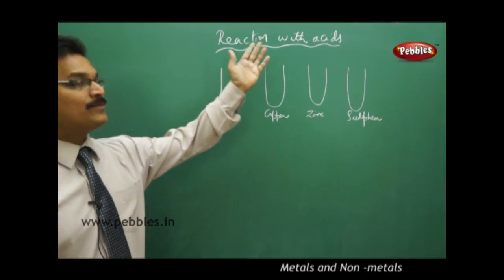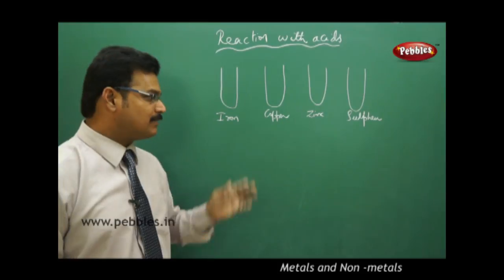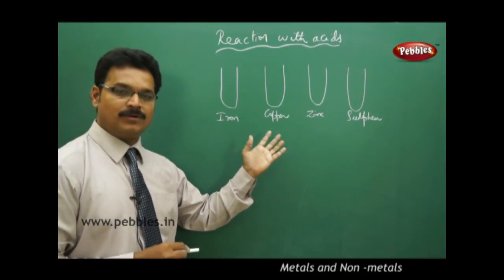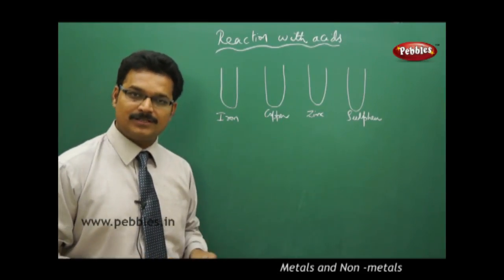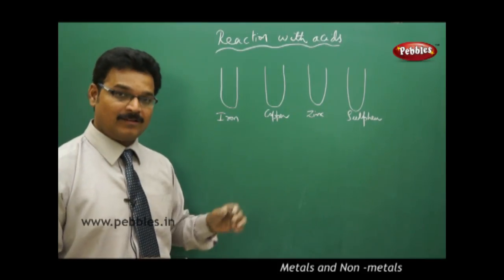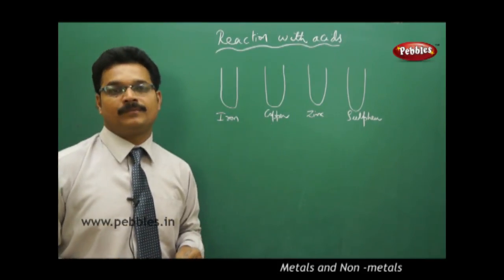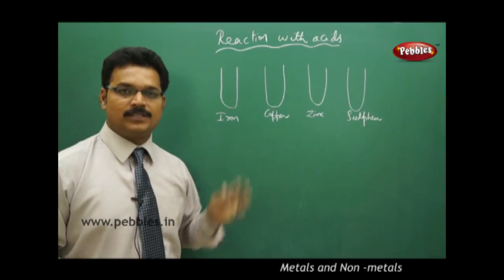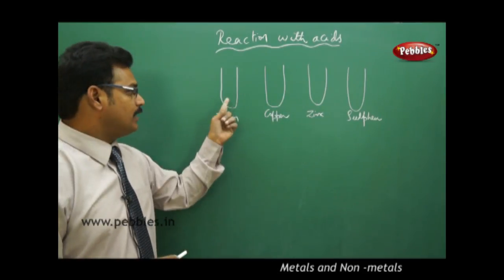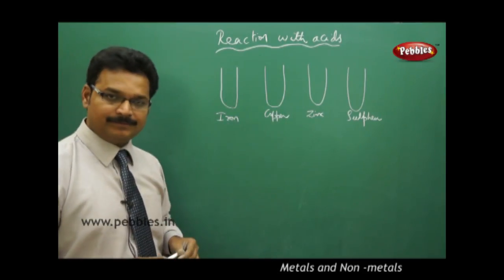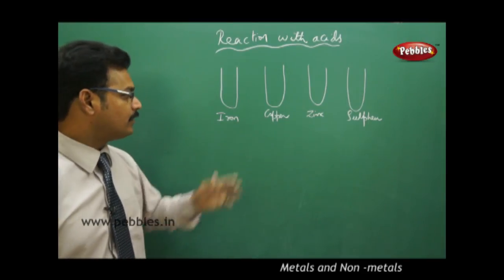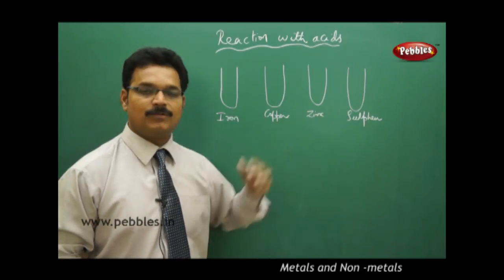So the next chemical property to test whether it is a metal or non-metal is called reaction with acids. Now we'll take some materials, some are metals, some are non-metals, and we check the reaction with acids. Take four test tubes. In these test tubes, add pieces of iron, copper, zinc and sulfur powder.